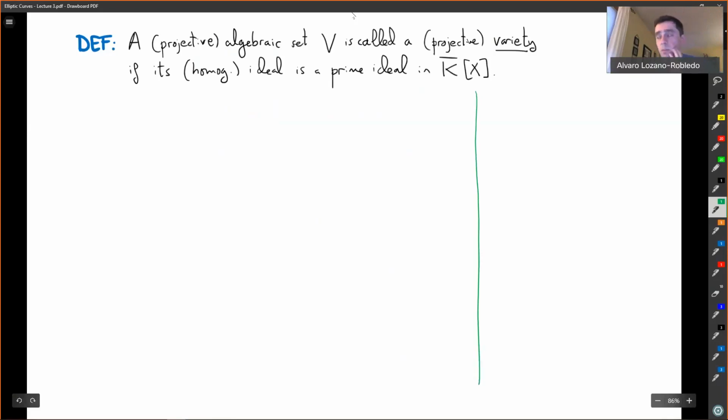Okay, so let me write here a line. We're going to do some examples, but before I do, let me say that this definition is equivalent to saying that V is a variety if it's irreducible as an algebraic set.